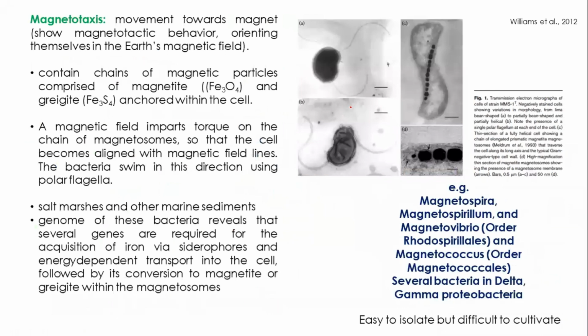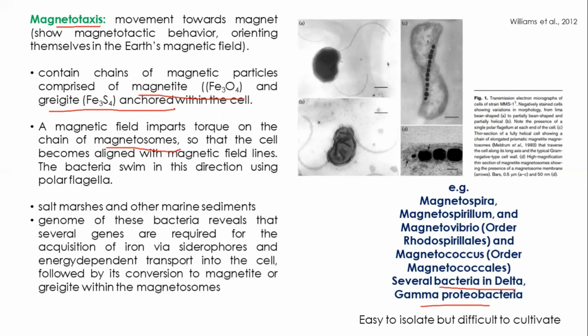Let us see some special bacteria, for example, which perform unique movement. This is magnetotactic movement, which is shown by some of the bacteria belonging to alpha proteobacteria, and there are also some bacteria in delta and gamma proteobacteria. These bacteria have magnetosomes inside the cell, and these magnetosomes import a lot of magnetite and greigite particles from the environment. So how do they do it?